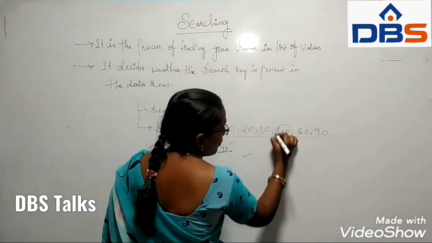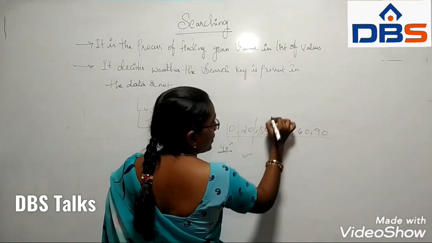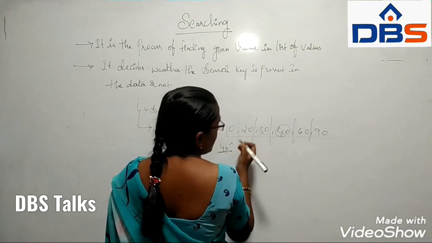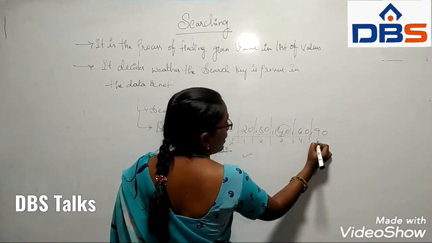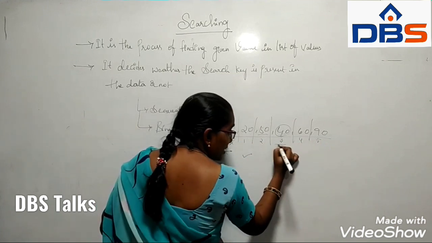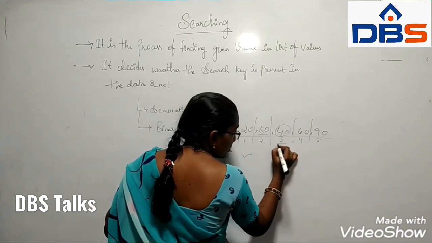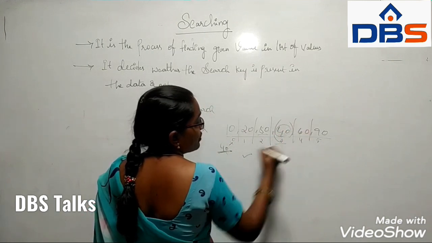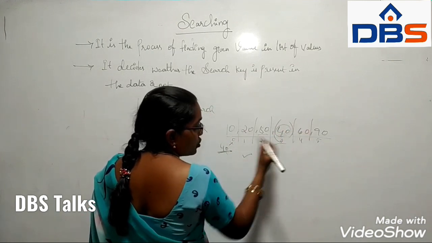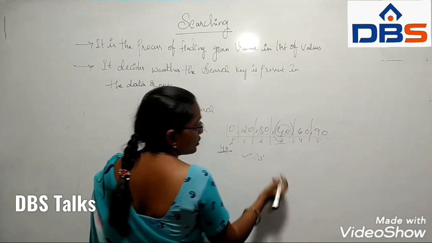If this data is present in an array, the index values are 0, 1, 2, 3, 4 and 5. The index value of the element that we are searching is 3. So it will return the index value 3.